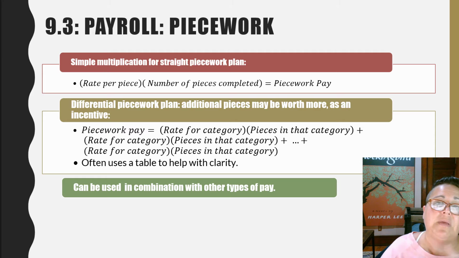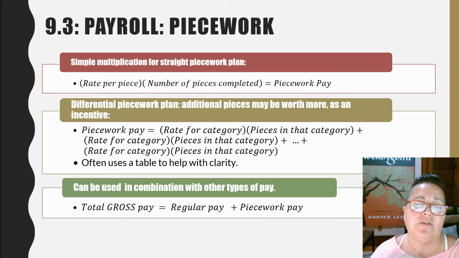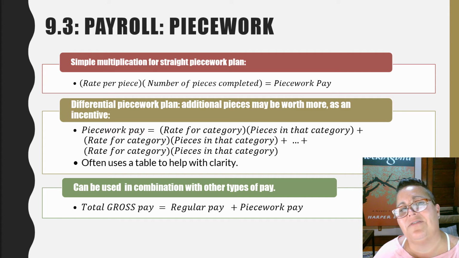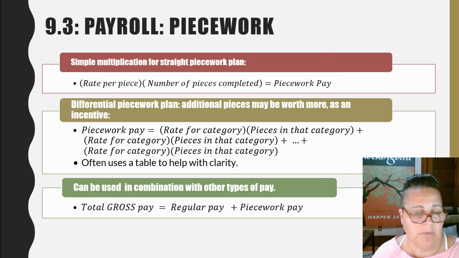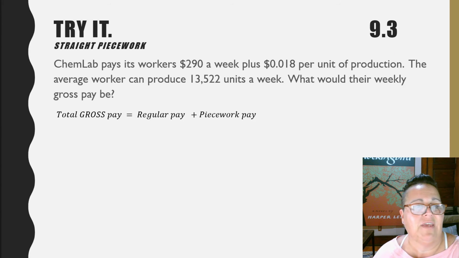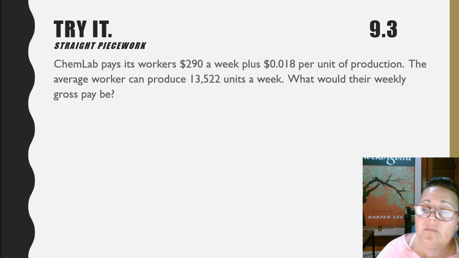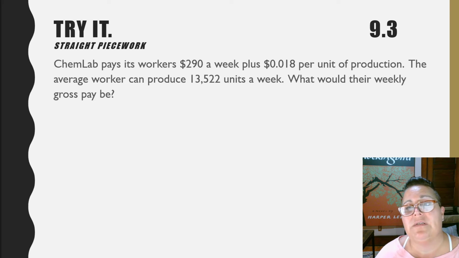It is also worth noting that piecework is often used as an incentivizing piece. So there is often a base pay, some sort of regular pay, and then the piecework is incentivized on top of it. I've got a couple of examples here. The first one is that of straight piecework. ChemLab pays its workers $290 a week plus 1.8 cents per unit of production. The average worker can produce 13,522 units in a week. If that's the case, what would their weekly gross pay be?